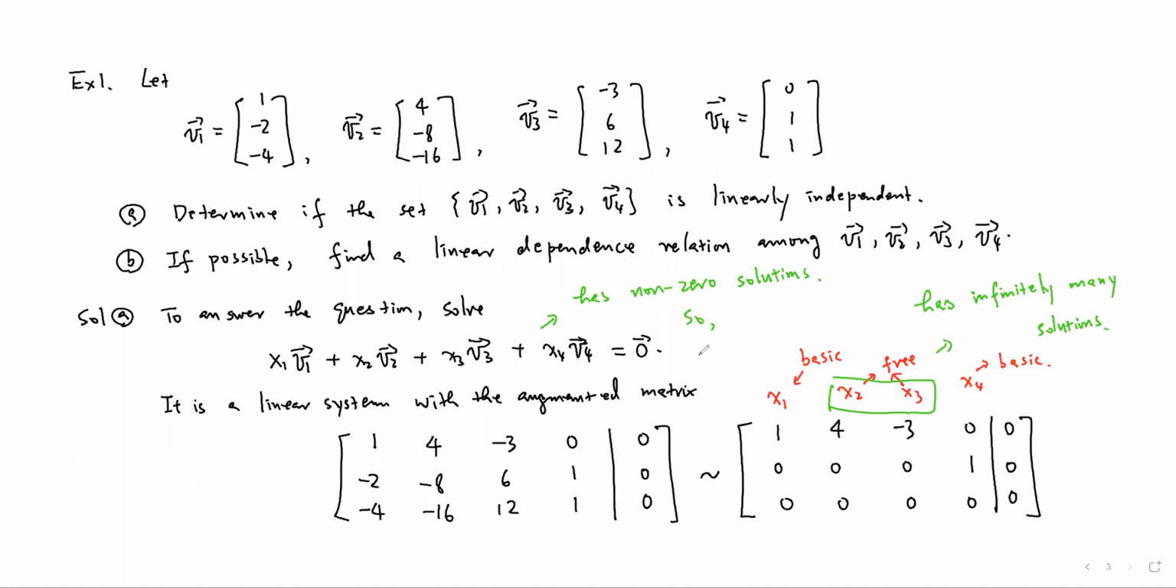So, by definition, the given set is linearly dependent set. So, conclusion, {v1, v2, v3, v4} is a linearly dependent set by definition. Done. Finished. This is the answer to the first question.